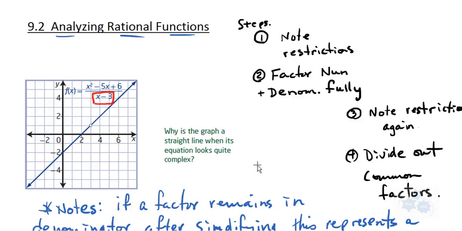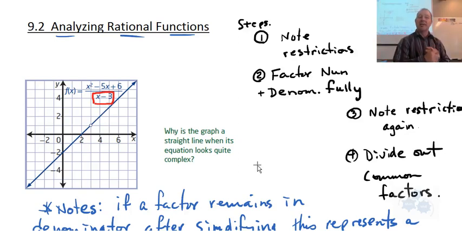Okay, so section 9.2, Pre-Calculus 30, we're talking about analyzing rational functions. Remember, a rational function is where we have a polynomial in the numerator on top and some kind of polynomial in the denominator. We don't usually talk about rational functions where the polynomial is just a constant. We're talking about when we have an x in the denominator. That's what we're talking about with these rational functions.